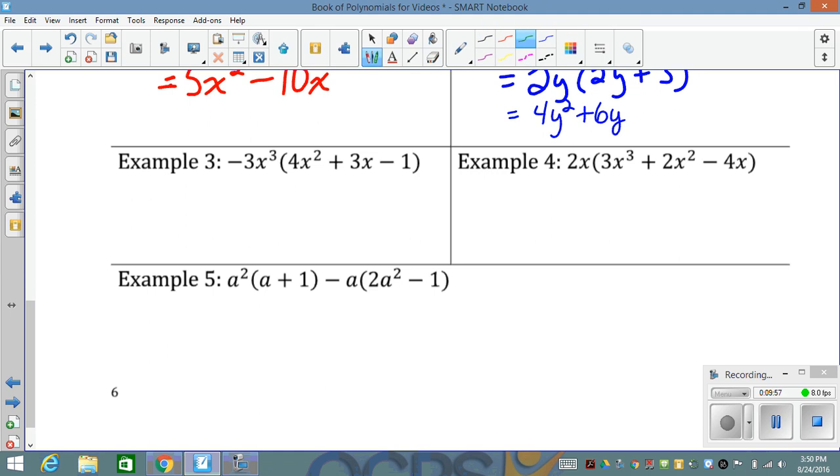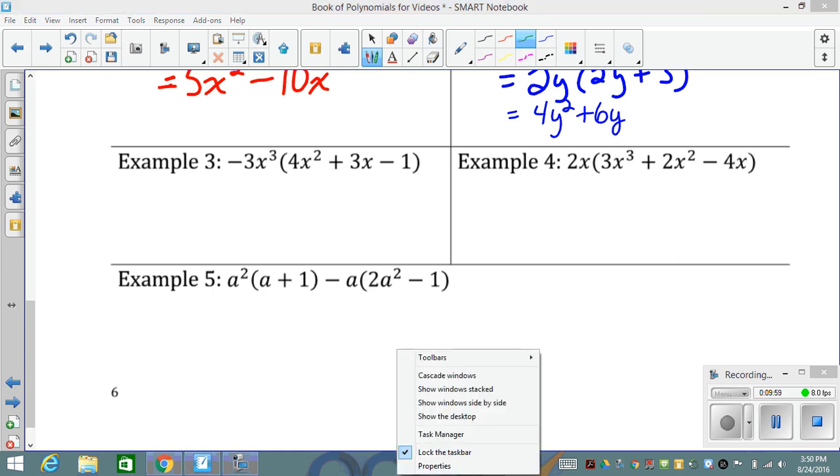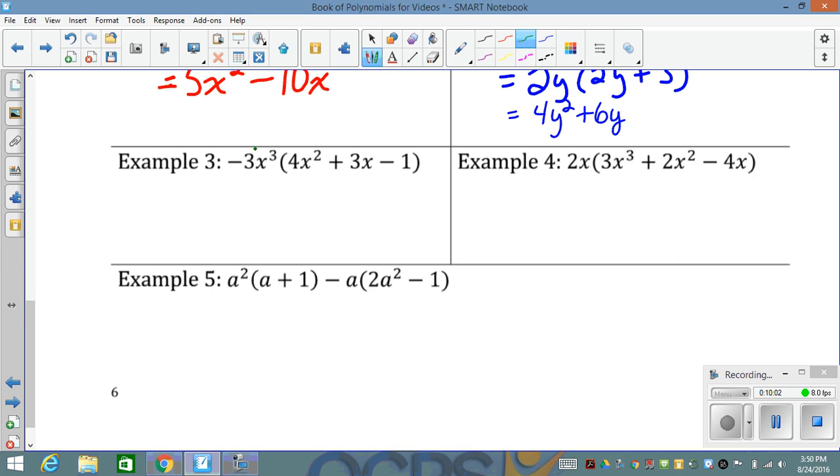So here we go. We'll go green. So I'm going to start with negative 3x cubed times 4x squared. So negative 3 times 4 is negative 12. X cubed times x squared. When you multiply with like bases, you add the exponents. Okay? Then negative 3x cubed times 3x. Negative 3 times 3 is negative 9. X cubed times x. Remember there's a 1 there. So that's an x to the 4th.